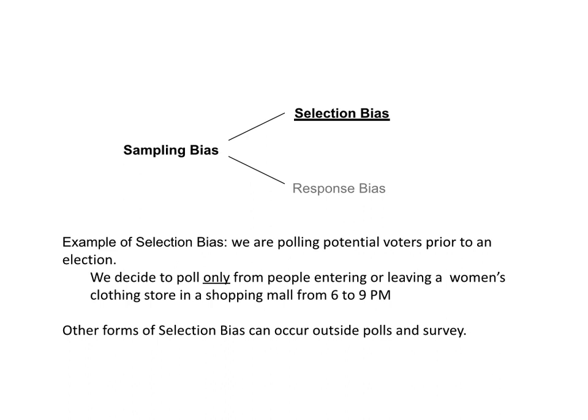Now, selection bias can also occur in sampling other than for polls and surveys. For example, in manufacturing, inspectors of physical items tend to select for their sample those items which have a visible defect.